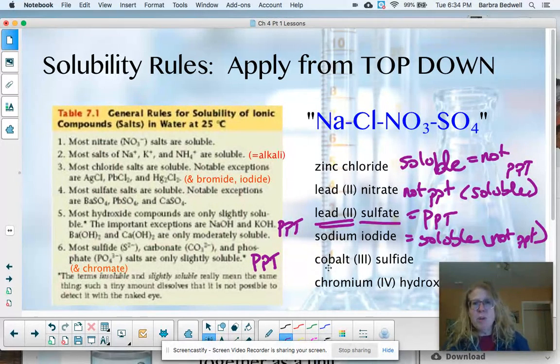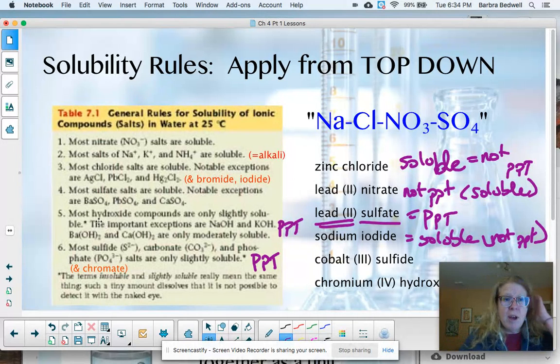All right, cobalt 3 sulfide. Again, top down. Most nitrate salts, doesn't apply. Salts of sodium, potassium, ammonium, alkali metals, doesn't apply. Chloride salts, nope, doesn't apply. This is a sulfide, does not apply. Okay, most sulfate salts. Ooh, sulfate, sulfide? Nope, not the same thing.